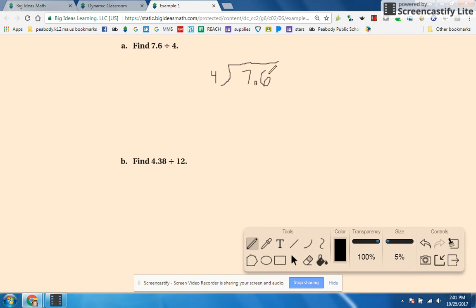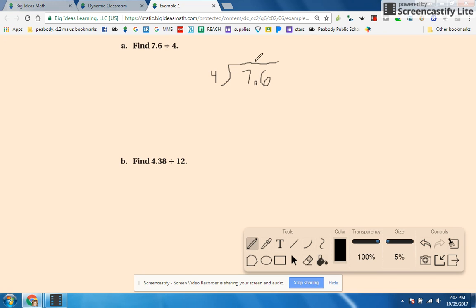That's actually called the dividend, just in case anyone forgets. The number you're dividing by, so in this case the 4, is called the divisor. So the dividend is the first number, and that always goes on the inside of the problem no matter what. The second number goes on the outside. So here's what you do.